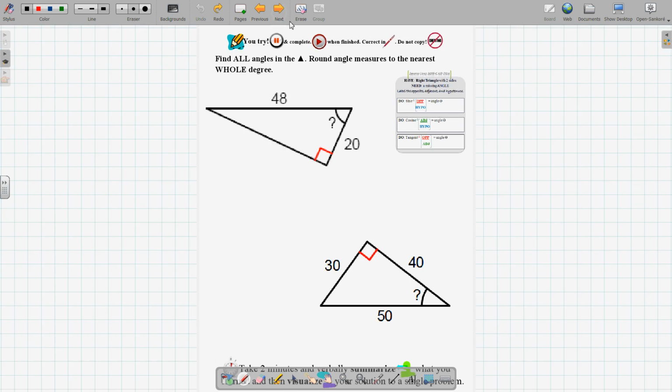This page, I'd like you to do on your own, round to the nearest whole degree, and make sure you actually find all the angles, not just the one with the question mark. Pause the video, do this page on your own, and then restart.